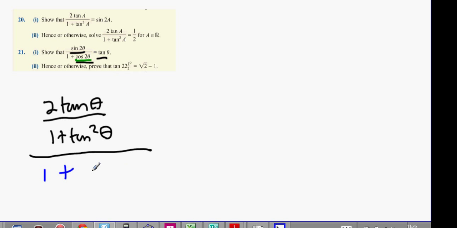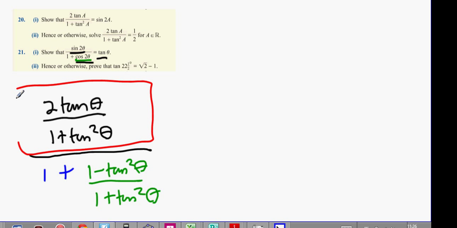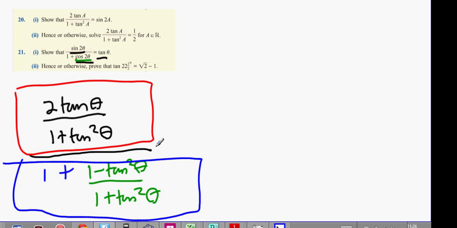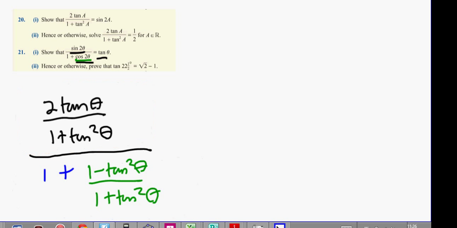Cos 2 theta is 1 minus tan squared theta over 1 plus tan squared theta. Stop here. Which part do you need to work on first? The top half, which is in red, or the bottom half, which is in blue? Which one would you start off with? The bottom, because the bottom one doesn't have the same denominator. Let's run our 3 lines.